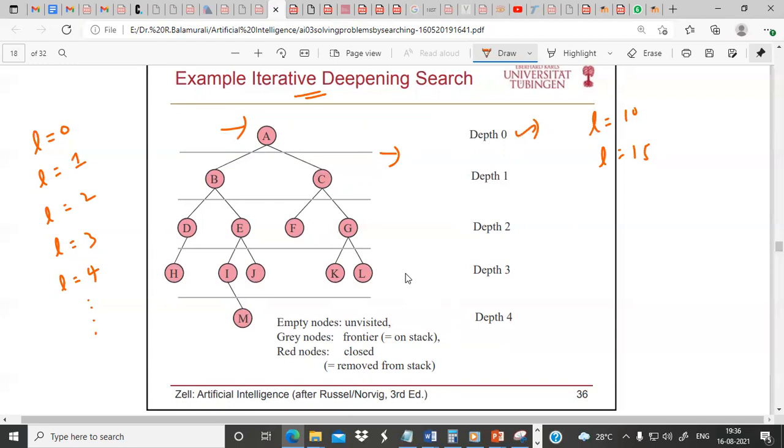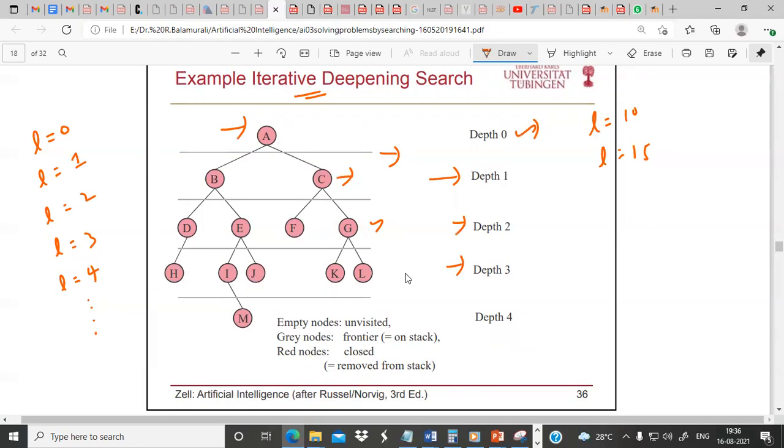If root is not the goal state, then increase the depth. Now we make the depth limit as 1. Now we go up to this level. So if the goal state is available in the first level, it will identify it at depth 1. If it is not available, then increase the depth to 2. Now if the goal is available at the second depth, it will identify it. Now increase the depth to 3.